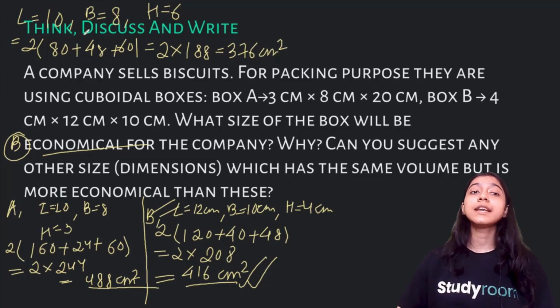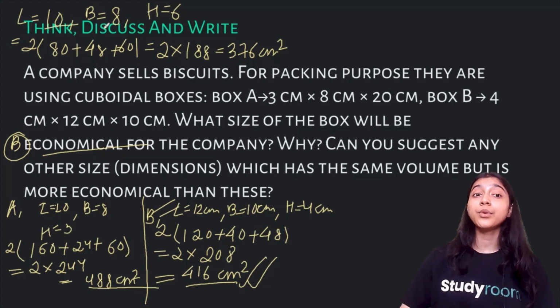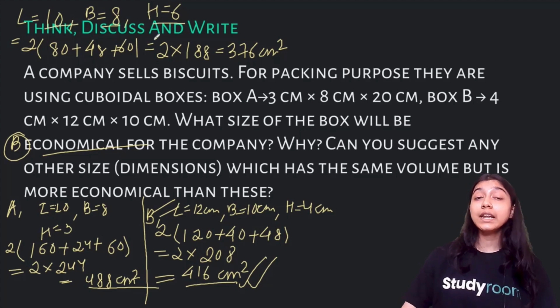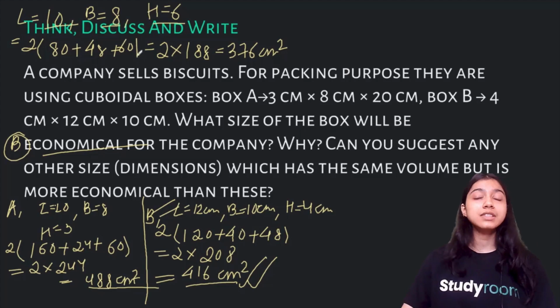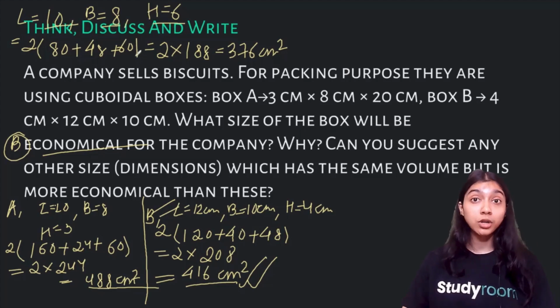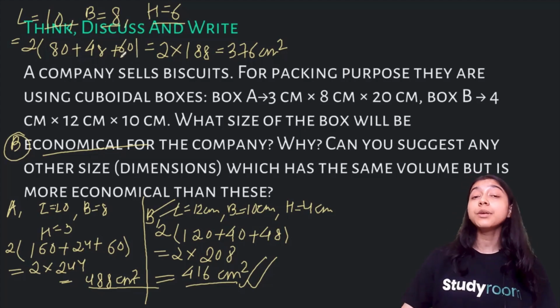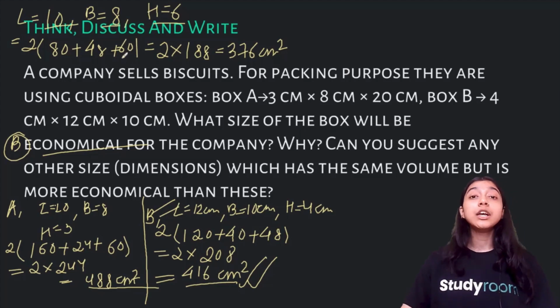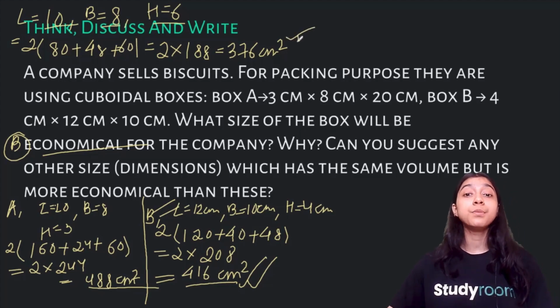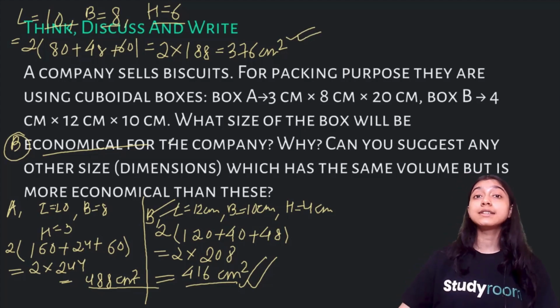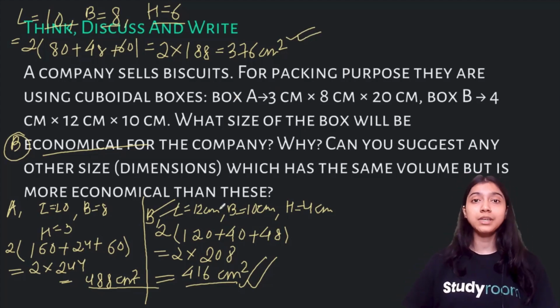So we can say that if we take the length of the box as 10, breadth as 8 and height as 6, then the box will be able to occupy the same amount of substance within it, that is the volume will remain the same. But it will be more economical to the company. It will cost them less because the total surface area of this box is less than box A and box B, which is both of them.